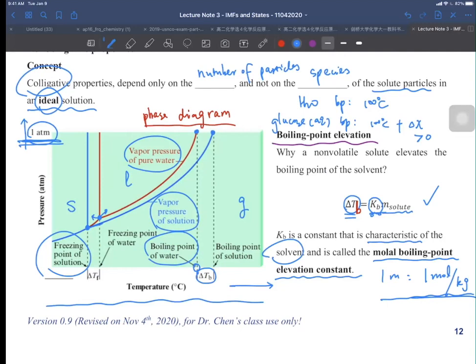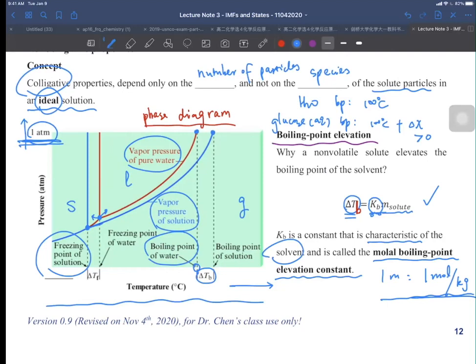So you have some solute particles in the system. The solute particles will produce an extra intermolecular force to the solvent molecules, which will make the solvent molecules hard to vaporize, which will make the temperature higher to reach the same atmospheric pressure. So this is why boiling point is elevated.